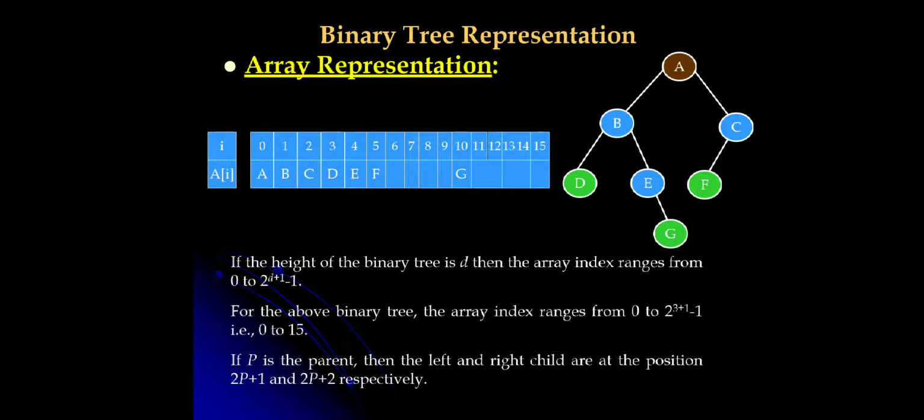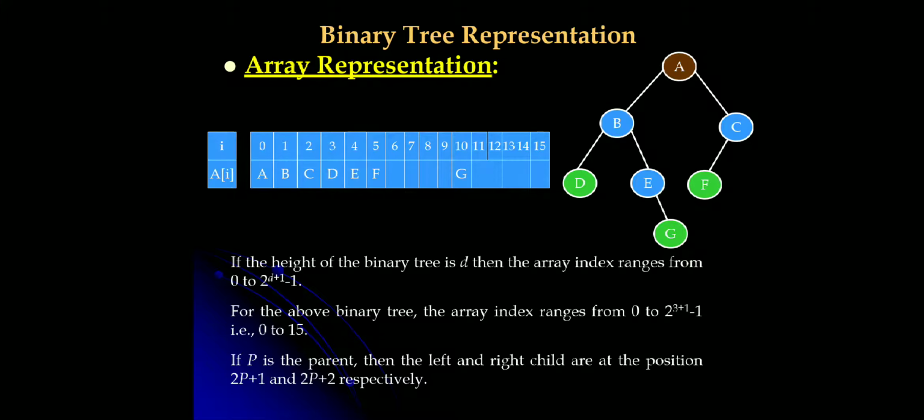In this example, depth is 3. So 0 to 2 to the power of 3 plus 1 minus 1, that means 0 to 15, is the array index. You can see in this diagram. The first node is the root node. It is filled at position 0. And if you know the parent position, you can find the position of the child nodes. For the left child, the position is 2p plus 1, and the right child is to be placed at position 2p plus 2.